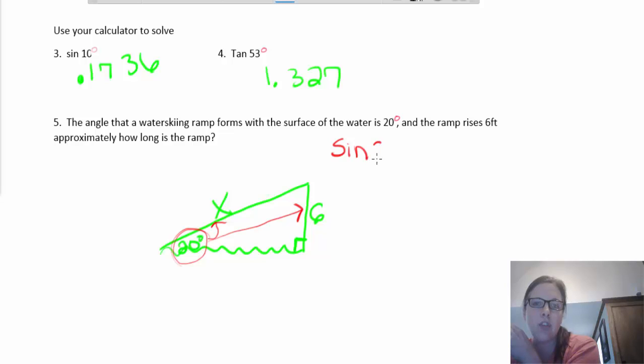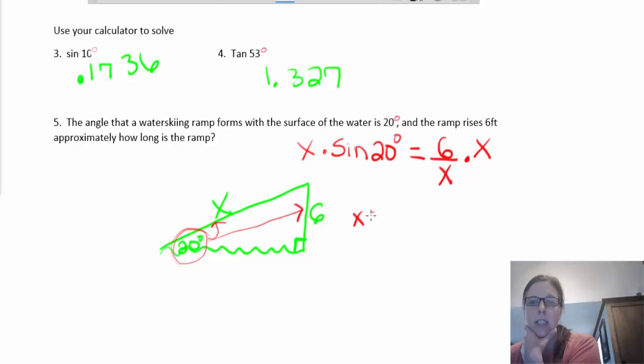So sine of 20 degrees, because since we know it, we don't put x, y, z like we did before, equals opposite over hypotenuse. Okay, 6 over x. So this one we have to work a little bit at. We need to get x all by itself, but it's down here at the bottom. So we're actually going to solve for x. So we multiply both sides by x.